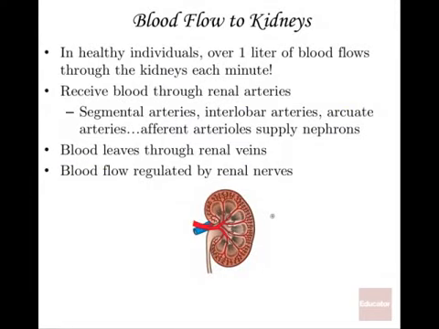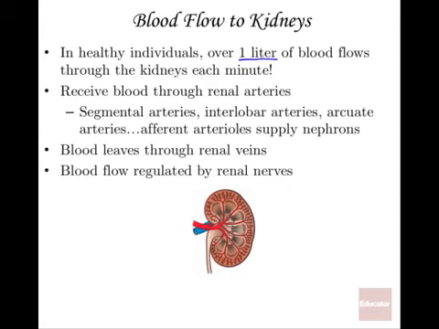So blood flow to the kidneys, amazingly, in a healthy individual, over 1 liter of blood flows through the kidneys each minute of your life. That's incredible to think about because the average person has about 5 liters of blood in their body, or 10 pints. So yeah, it's amazing to think that 20% of that is constantly there every minute going through your kidneys. So they're doing an amazing job of filtering blood. They receive blood through renal arteries. The term renal always applies to the kidneys.